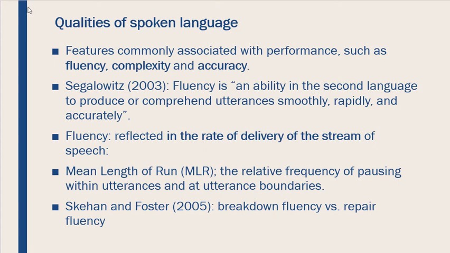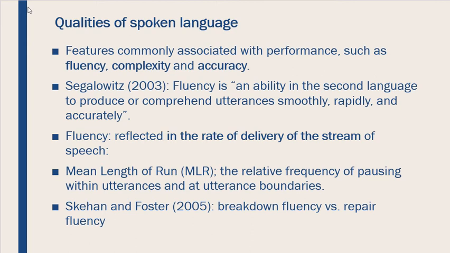Fluency is defined as an ability in the second language, or it could also be the first language, to produce or comprehend utterances smoothly, rapidly, and accurately. This is the traditional or classic definition of fluency. However, when it comes to multilingualism, like I said, if you code switch between two languages that you know and can speak, is that also considered fluency or not? That's a good question to think about, and I think the classic definition of fluency does not accommodate that.